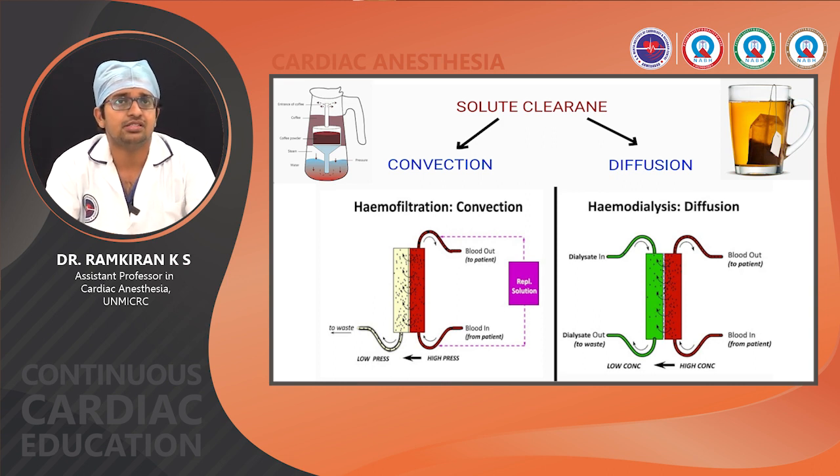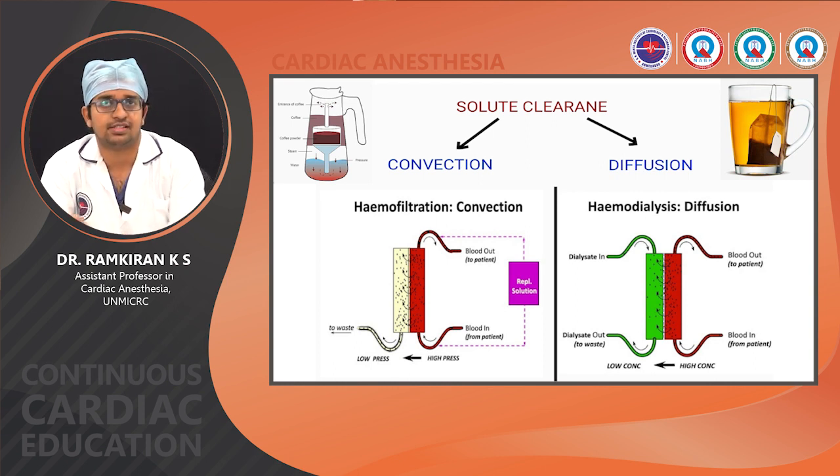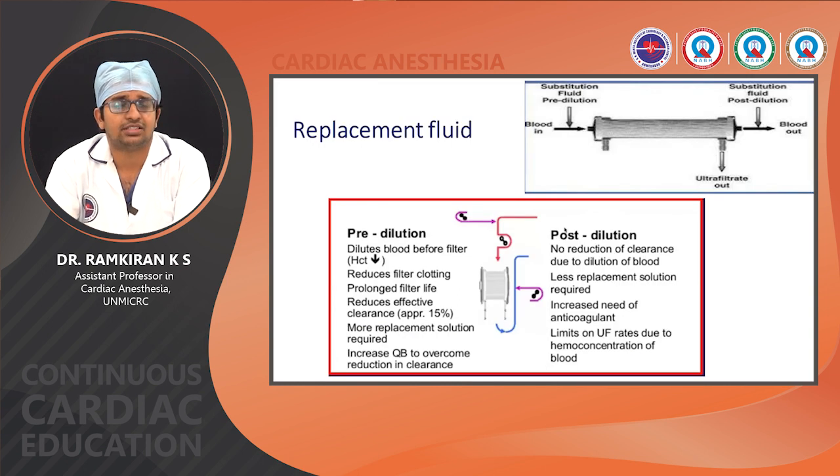So convective clearance is because of the pressure gradient, and it is known as hemofiltration. Diffusive clearance is because of the concentration gradient, and it is known as hemodialysis. During convective clearance, since there is a loss of volume during the ultrafiltration, we usually replace that volume. It is replaced either as pre-dilution or post-dilution, that is, before the filter or after the filter. Each has its own advantages and disadvantages.